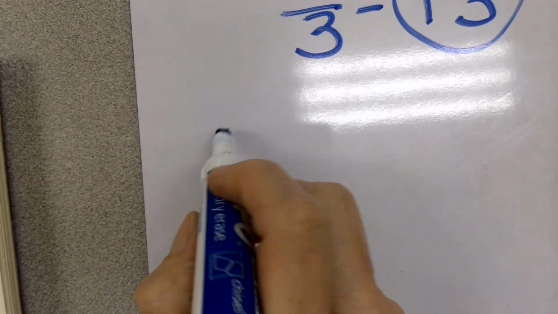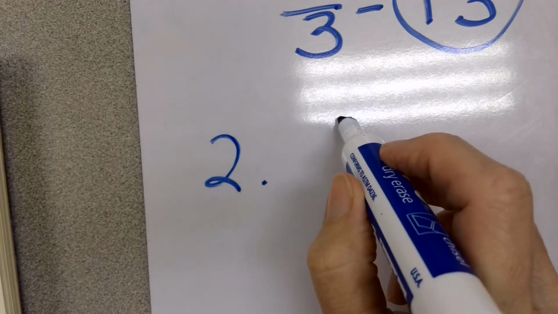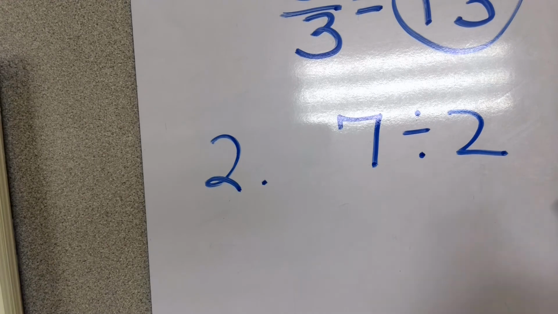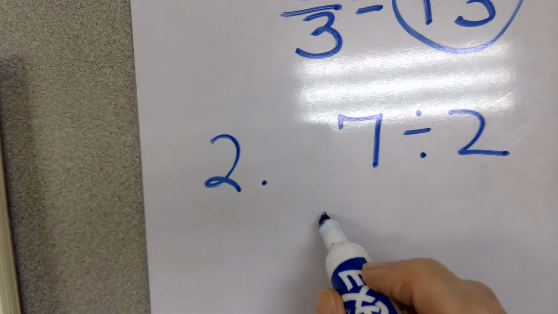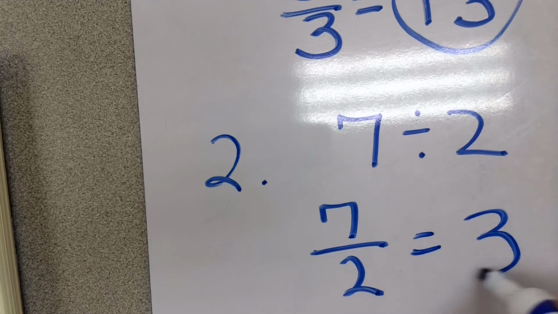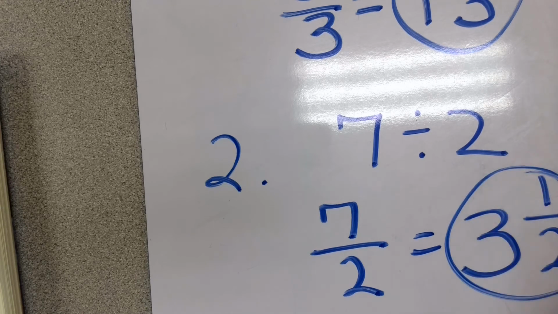Let's do number 2 together. 7 divided by 2. And we're going to look at that as 7 divided by 2, looking at it with our division line. And you ask yourself, if you divided 7 by 2, how many times does 2 go into 7? 3 whole times, with 1 left over, and we're going to keep the denominator. So 7 divided by 2 is 3 1/2.